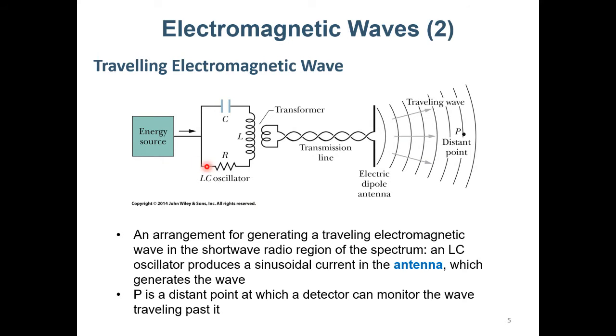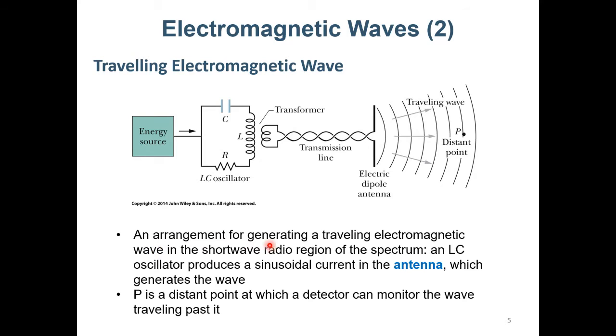So here we talk about how the EM wave travels. Suppose we have an energy source here, and then we have the RLC circuit as an oscillator, with a transformer. This should oscillate close to 1 over square root of LC, maybe a little bit lower because we have an R here. And then through this transformer, this power will transfer to the secondary loop.